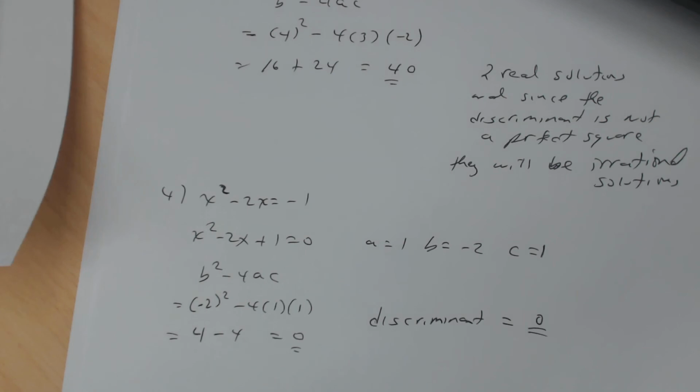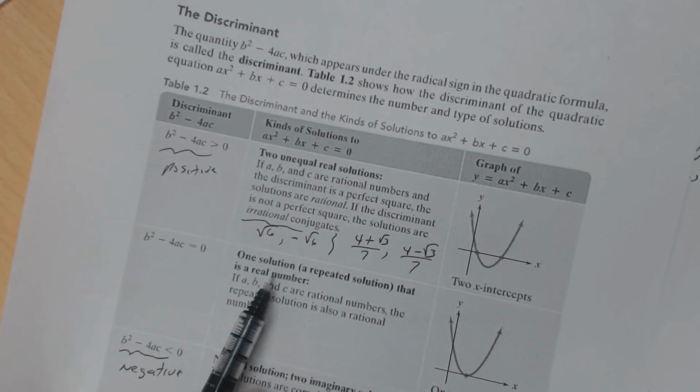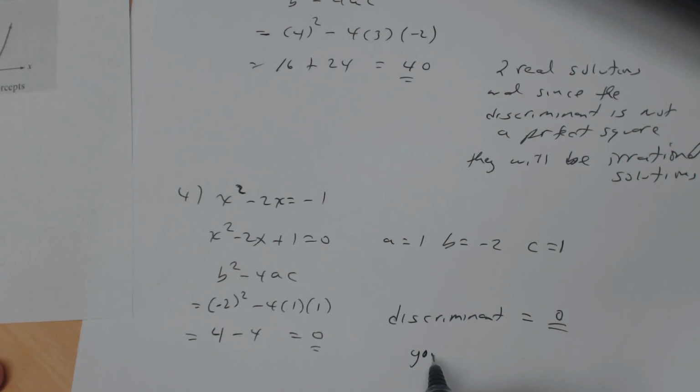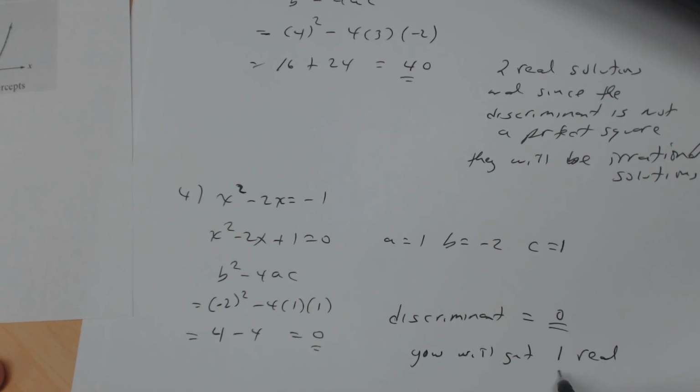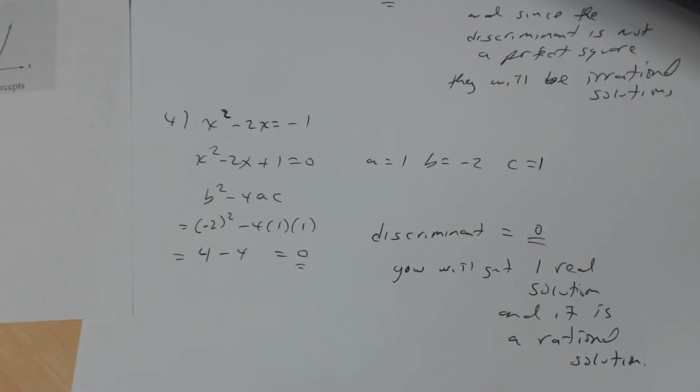Well, remember, if the discriminant is 0, and you go back to that example we did, the square root of 0 is 0, you're only going to get one real solution, and it's going to be a rational number. So you will get one real solution, and it is rational. Okay, so that takes care of the situation.